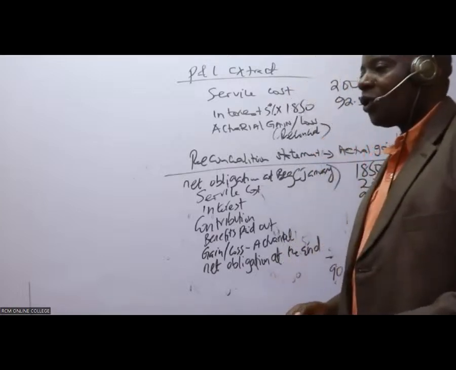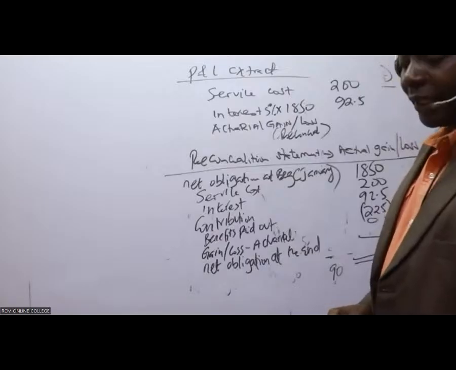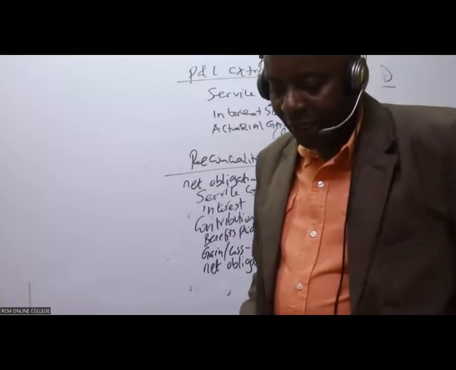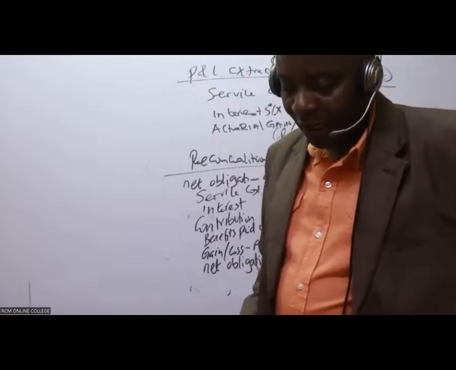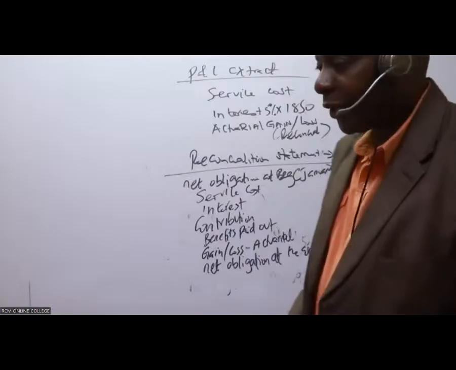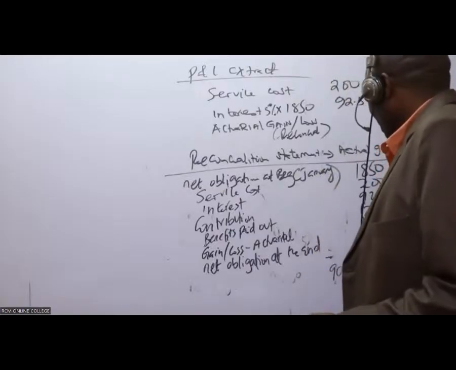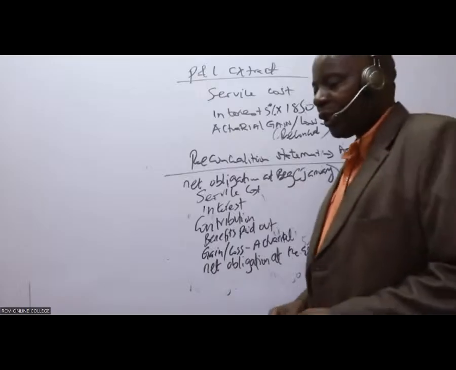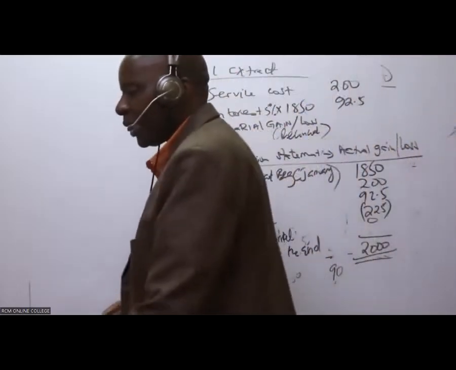So are you able to see the net obligation at the end? These guys are not talking to me. I'm seeing 2,000. So then are you able to balance these things, ladies and gentlemen?